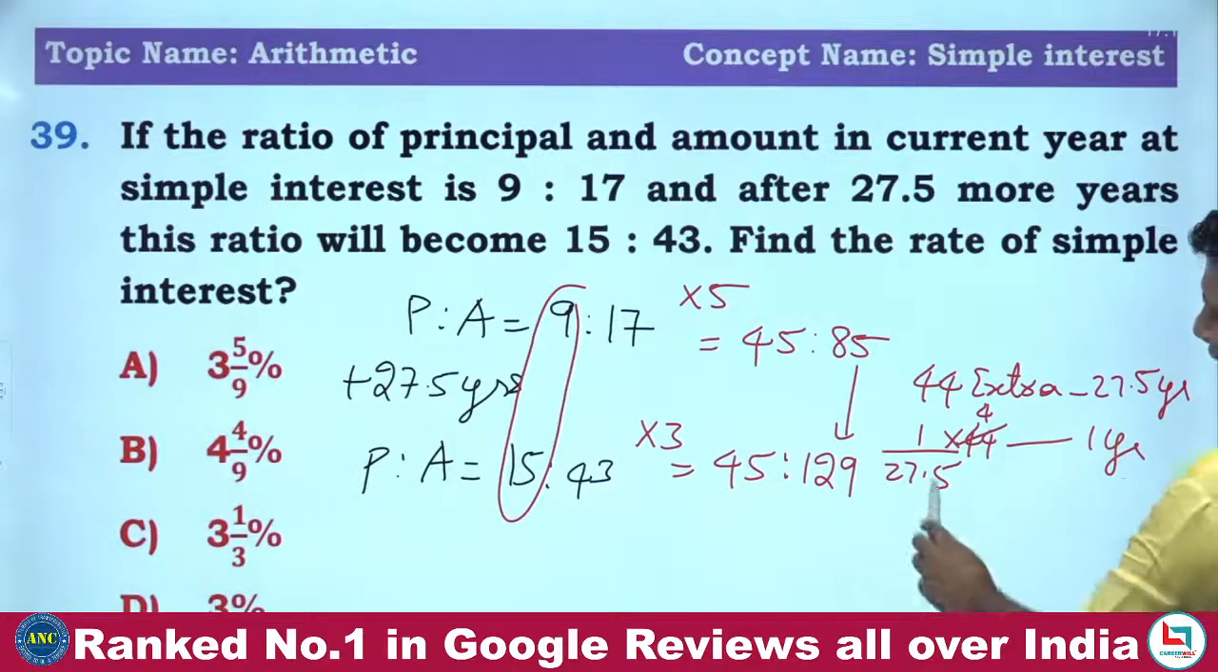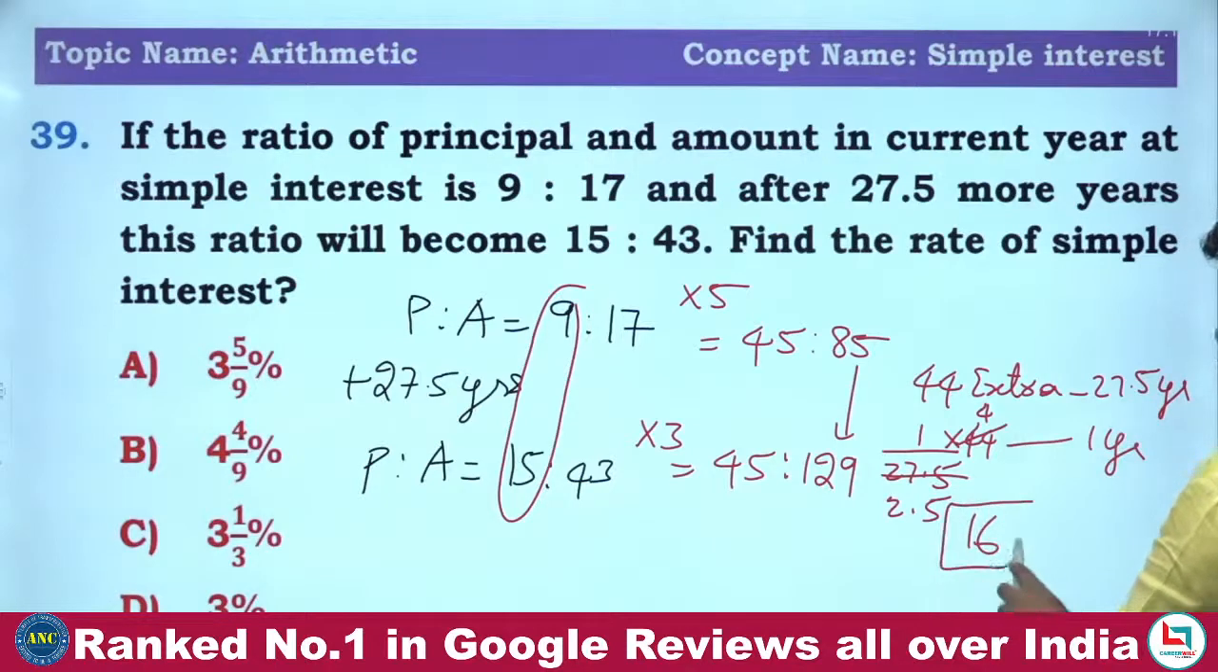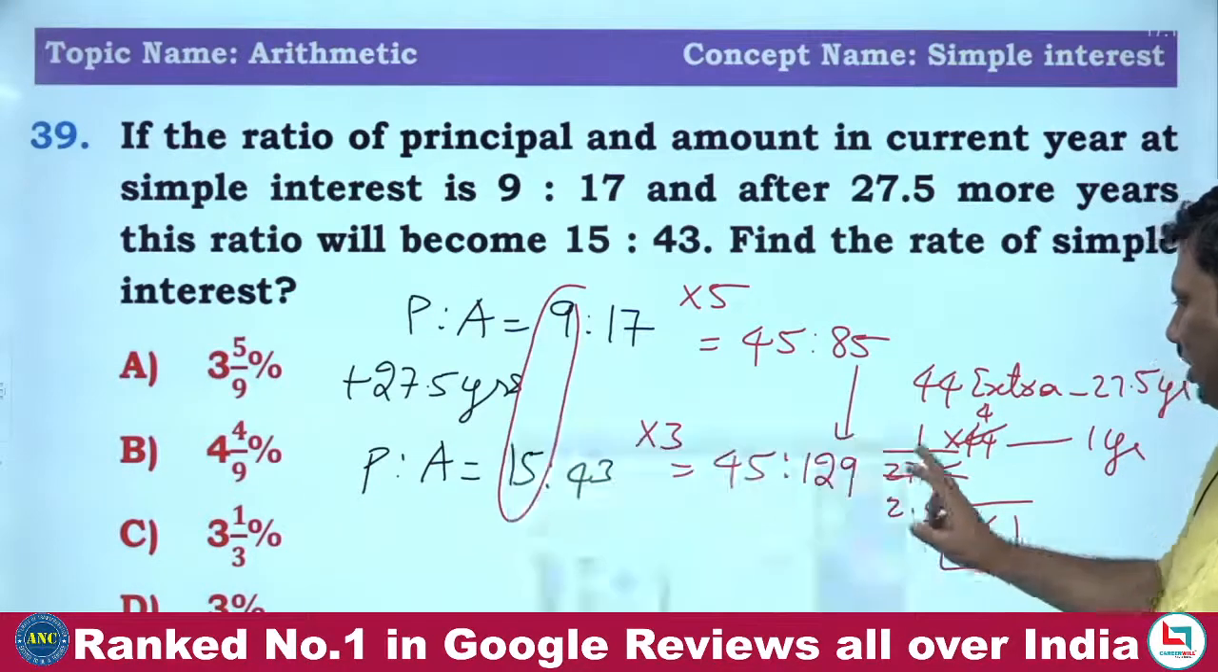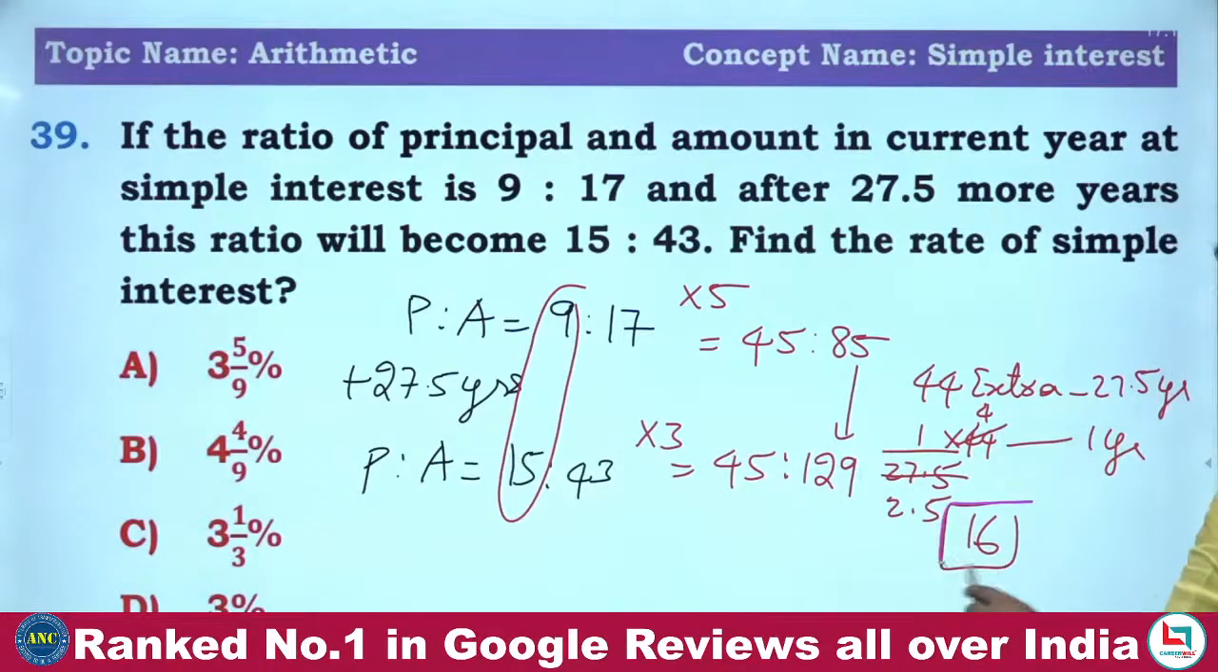11 fours are 44, 11 twos, so it is 16 extra. I hope the idea is clear. So I got 16 extra in 1 year.